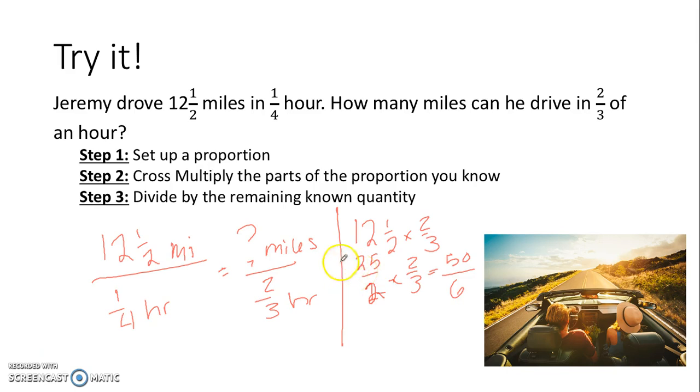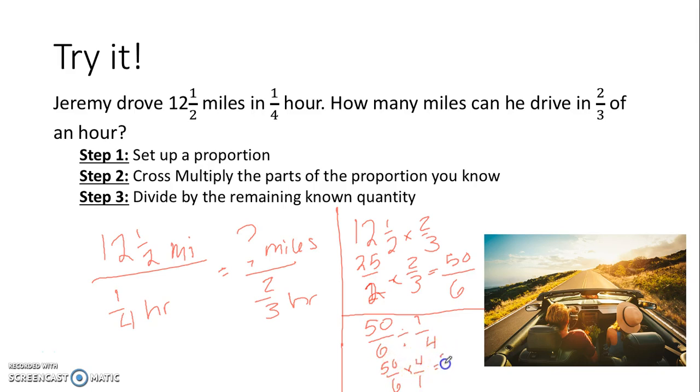Step 3, divide by the remaining known quantity. So we have 50 over 6 divided by, and then our remaining quantity, the one that we know, is 1/4. Because it has that match, that pair that we don't know, that's what we're dividing by. So 50 over 6 divided by 1/4. When we divide by fractions, you need to keep, change, flip. So we have 50 over 6 times 4 over 1.